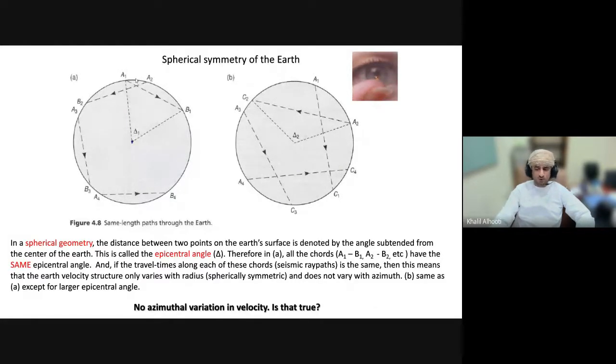The travel time depends in this case on what we call the epicentral angle. Delta 1 is the epicentral angle. For all these four cases, the epicentral angle is the same. So the travel time from A, whatever the subscript is, 1, 2, or 3, to B, 1, 2, or 3, is going to be the same.